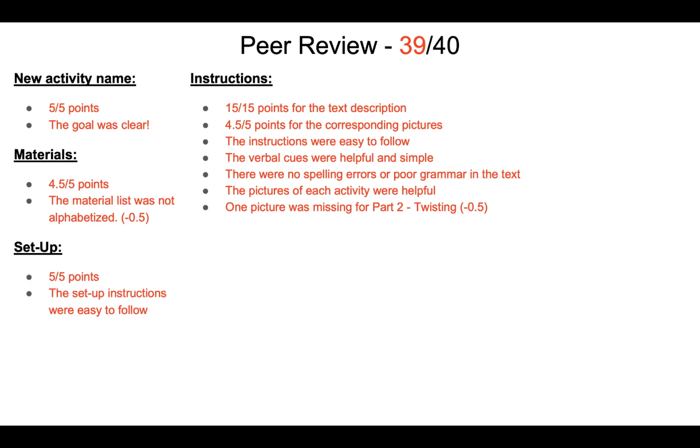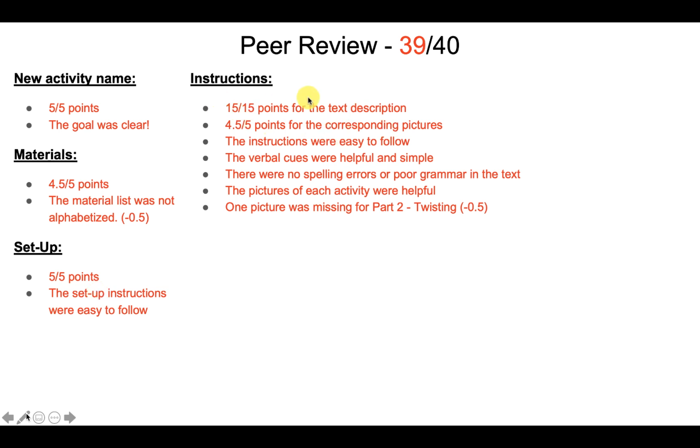Here's an example of a submitted peer review from an individual. I'll show you the task card that was created that they reviewed. So they gave 5 out of 5 points for the new activity name and the goal, 4.5 out of 5 points for the material list, and they subtracted half a point because the material list was not alphabetized. For the setup, they gave 5 out of 5 points because the setup instructions were easy to follow.